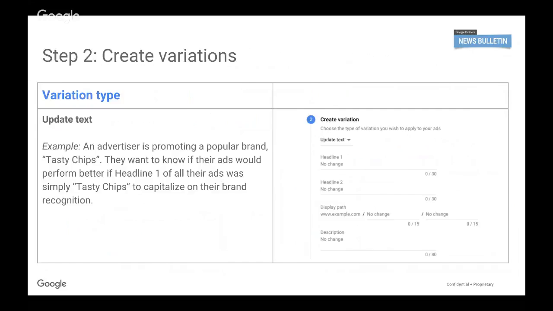Another way that you can use the Ad Variations tool is to check certain variations of headlines.